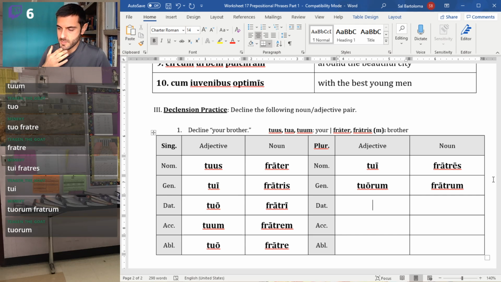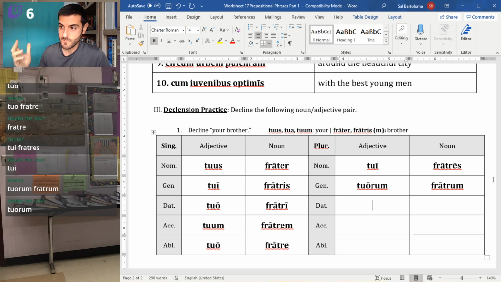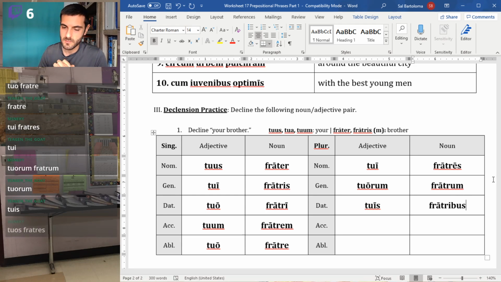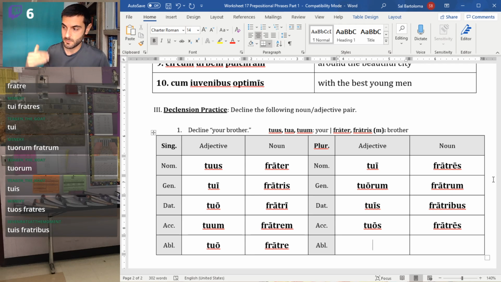Dative and ablative plural are really boring. It's is and ibus. That's all you got. So tuis fratribus. Dative and ablative plural always is or ibus. Right? Abus and ubus and the kind of funky ones in fourth and fifth, but for the most part, you're looking at is and ibus. Tuos fratres for the accusative, and dative and ablative plural are always the same. Tuis fratribus. Okay.